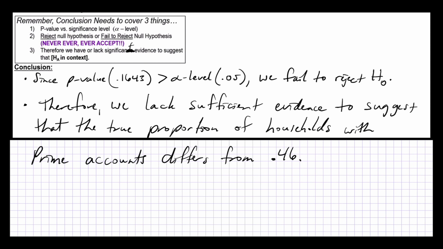Okay? This town, we can't say there's not enough evidence to say that this town is that much different than the rest of the United States. We can't say that. The only way we could say that is if we could reject. We can't reject the claim. We cannot reject. We fail to reject. We lack sufficient evidence. So it's exactly the same. Suggest that the true proportion.